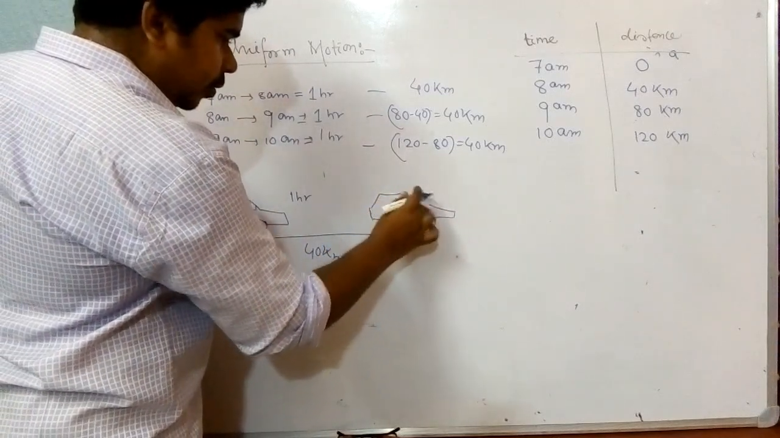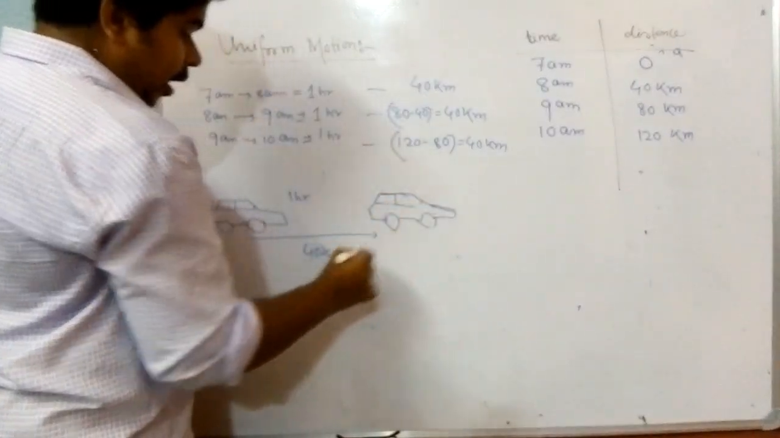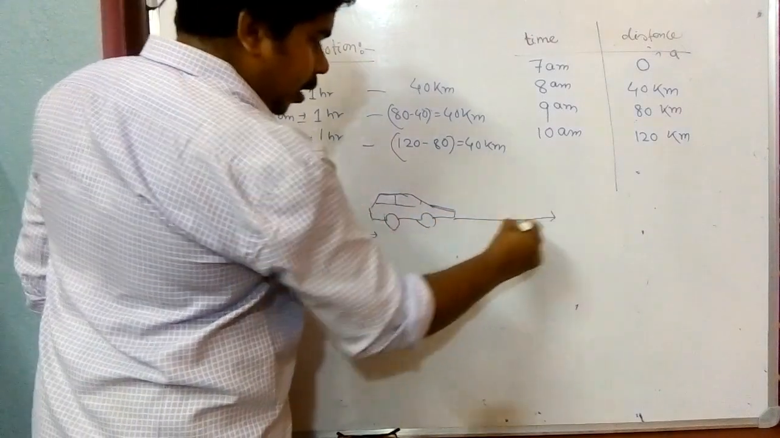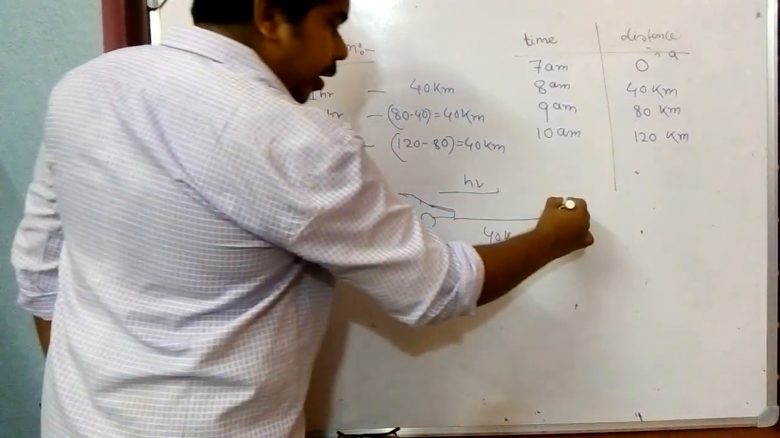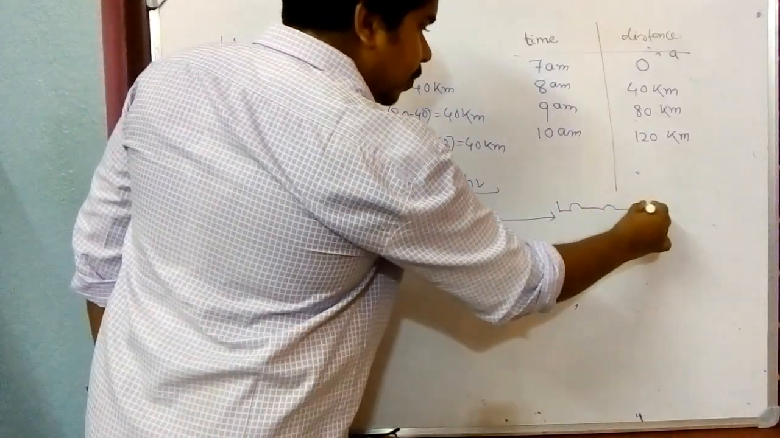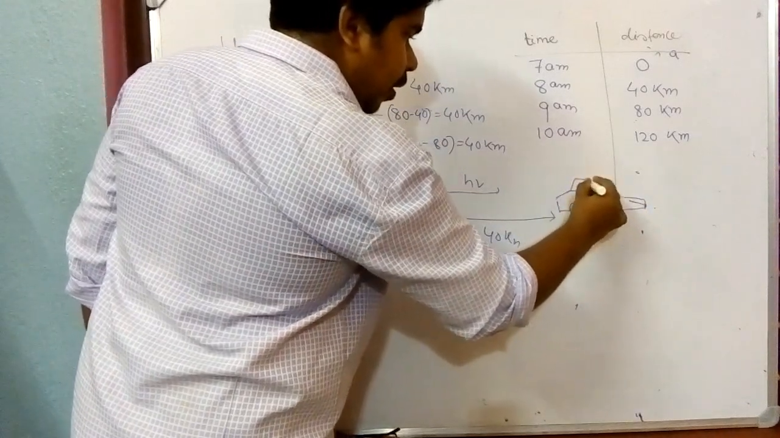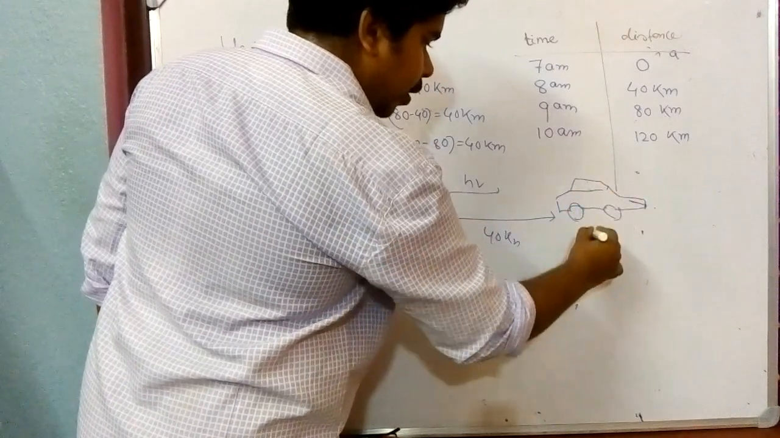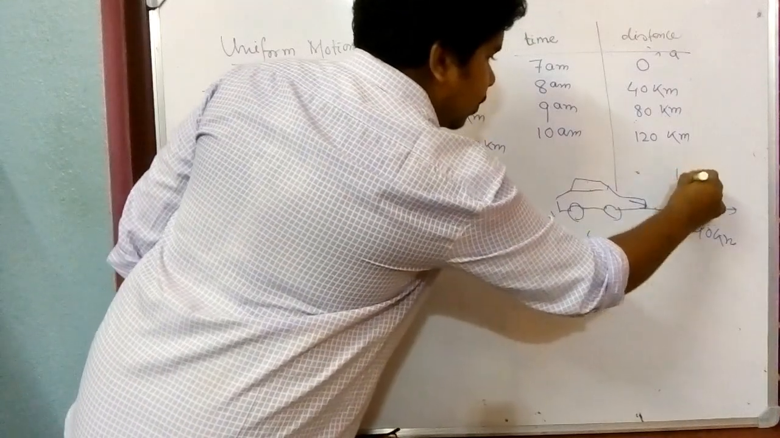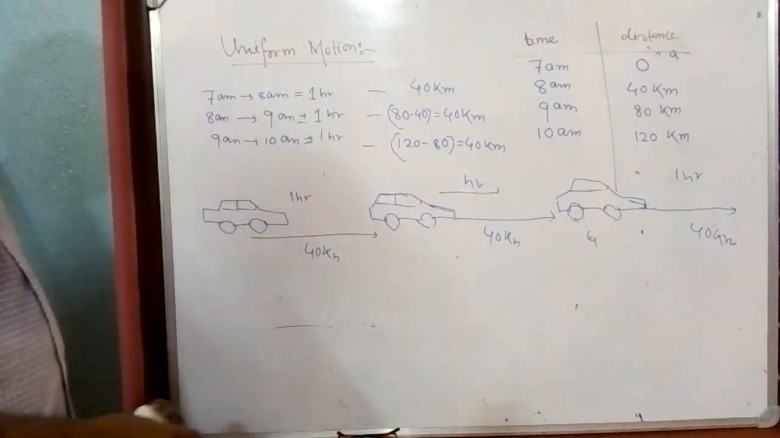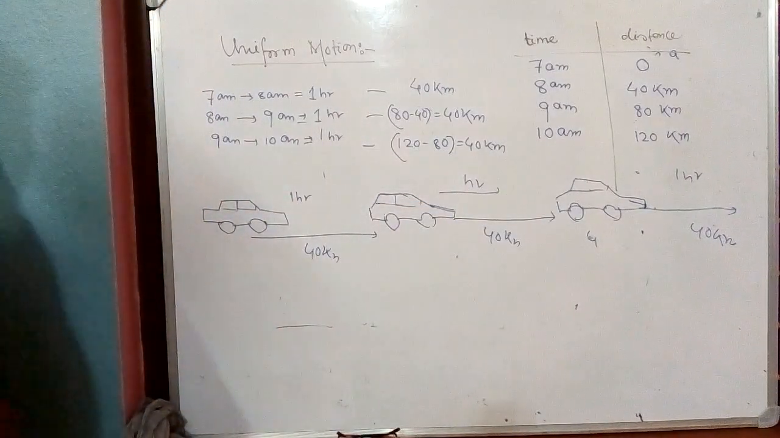Okay, the car has changed. In the next 1 hour, the car has covered again 40 kilometer, and it will reach here. In the next 1 hour, it will cover again 40 kilometer. So you see, in every hour, the distance covered by the car is 40 kilometer.